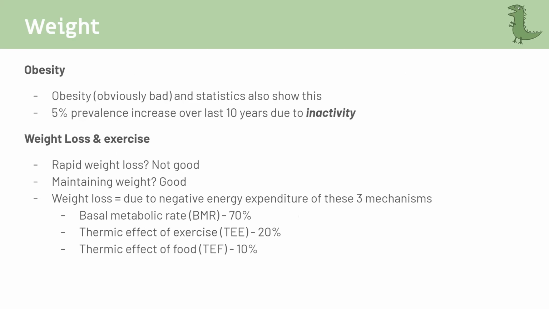Weight. So obesity, we have over a 5% prevalence increase over the last 10 years due to inactivity. So no genetics, just pure lifestyle. And it's very bad. And it's pretty obvious that it's pretty bad because we've always heard about it.